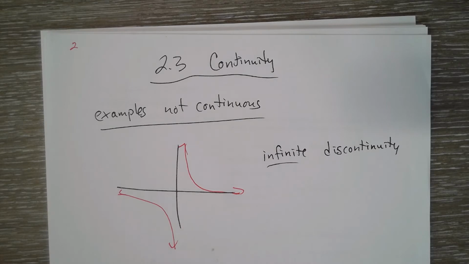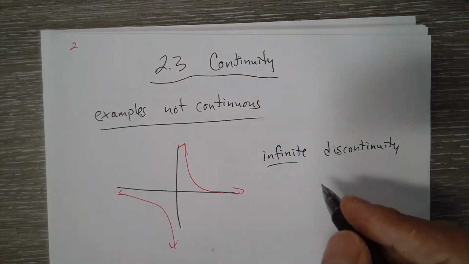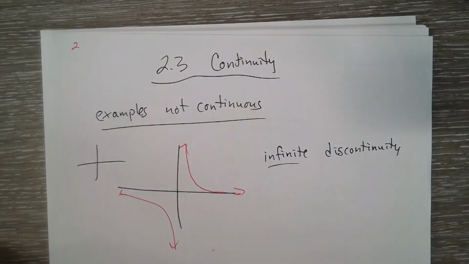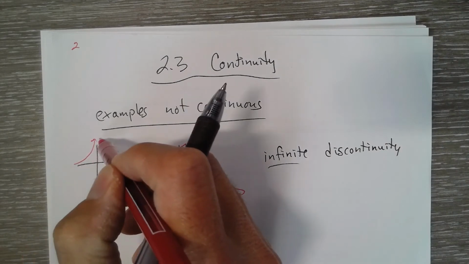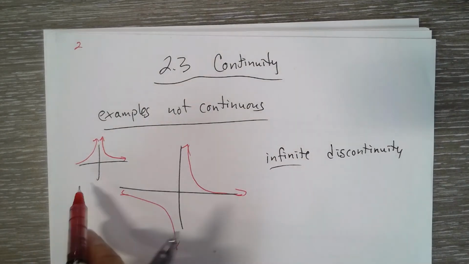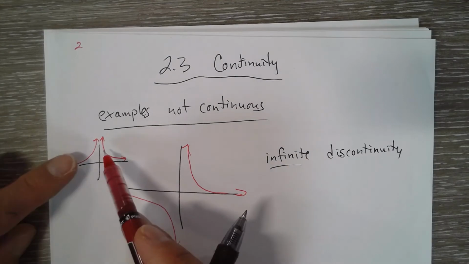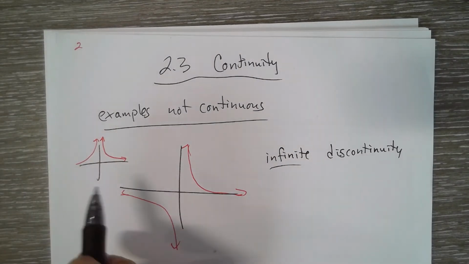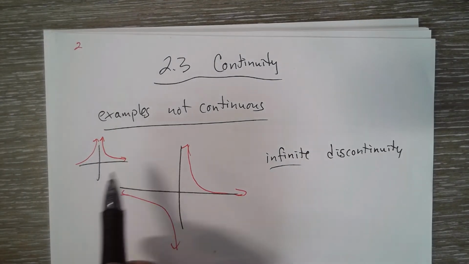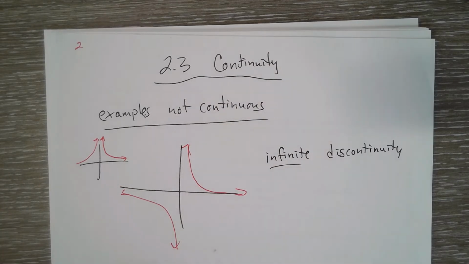So it could be like, if I could squeeze another one in here, 1 over x squared looks like this. You know, the left-hand limit and the right-hand limit both go to infinity, but there's still a point of discontinuity there. There's a vertical asymptote. Another example of an infinite discontinuity.